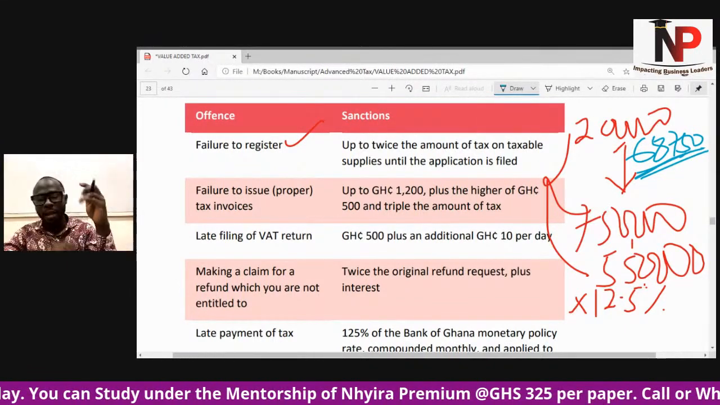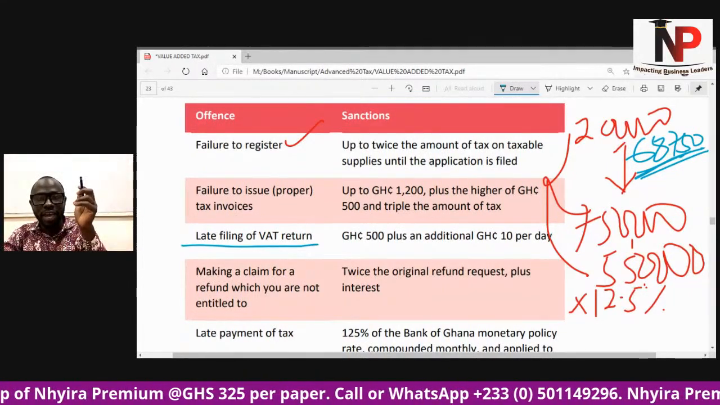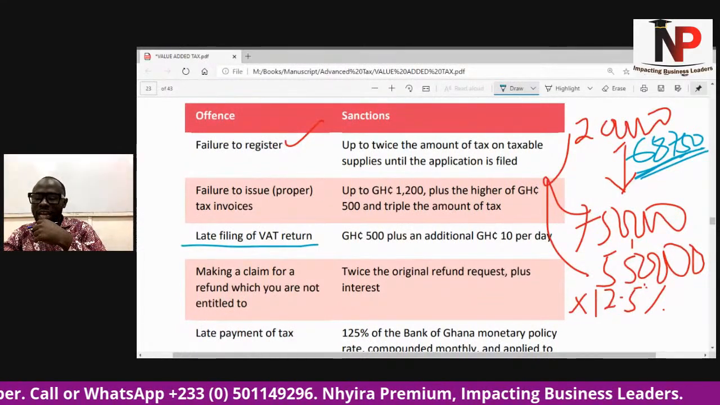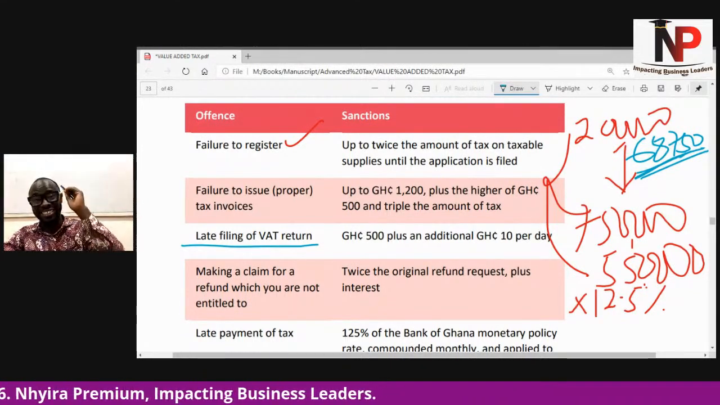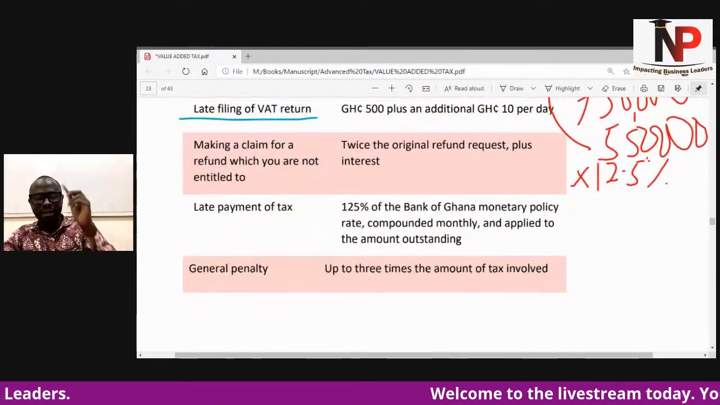Then late filing of the VAT, very critical there as well. That one is 500 Ghana cedis plus an additional 10 Ghana cedis per day. That is going to come on you, and you've got to pay that.